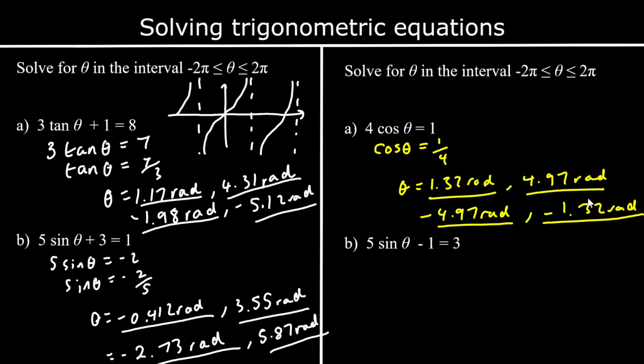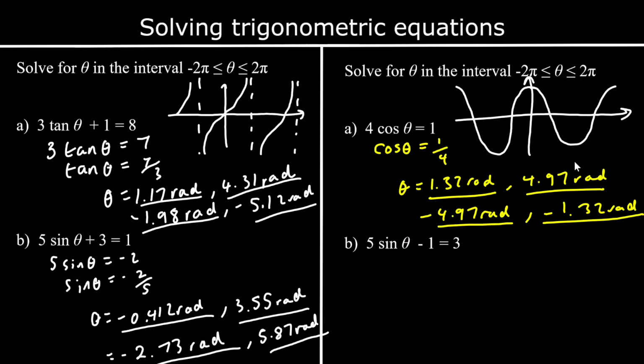The reason that these are positive and negative versions of themselves is again because the cos graph is symmetrical not only about 180, about 0 as well. So the same distance from 0 on both sides.